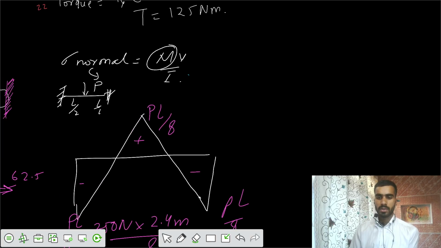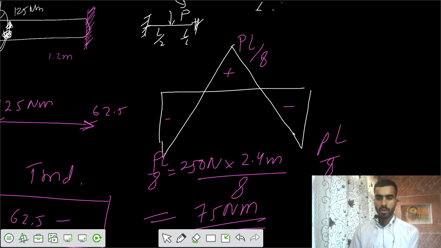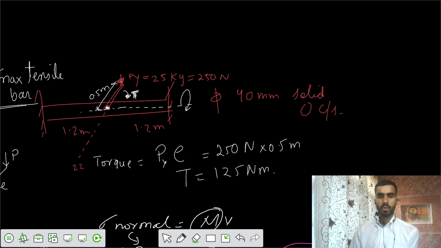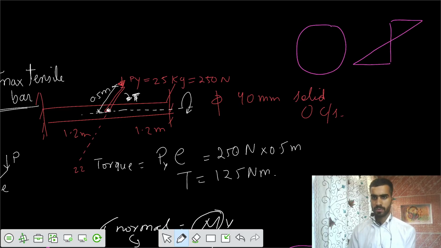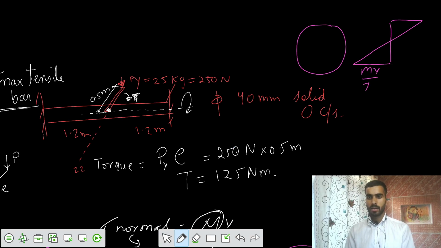Can you solve for the value of bending stress? What is the value of bending stress? Sigma equals 75 Newton meter, M, Y. The value of Y would be equal to diameter by 2. If you have this cross section, the variation of bending stresses is in this fashion. The bending stress is maximum at the top and bottom fibers, that equals My by I. That is sigma bending.